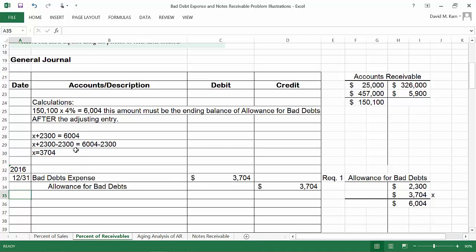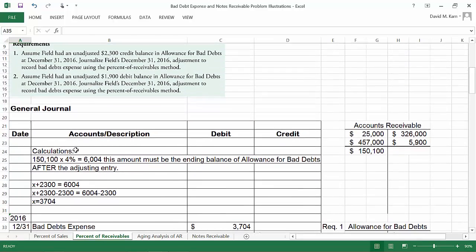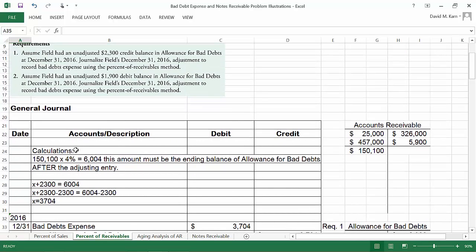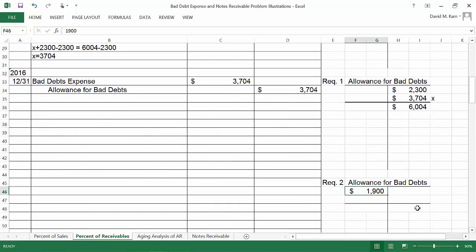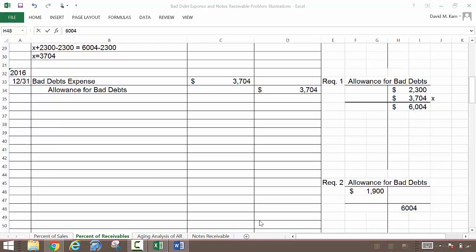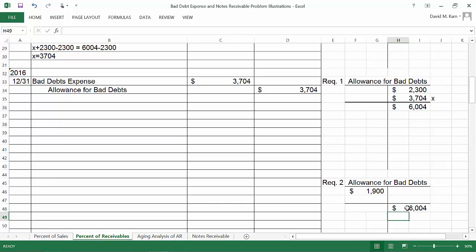Now, the only thing that they do in requirement 2 is they tell us that Field had an unadjusted $1,900 debit balance in allowance for bad debt at December 31st, and they want us to journalize Field's December 31st, 2016 adjustment to record bad debt expense using percent of receivables method. Now, here's what some students struggle with. If we have a debit balance of $1,900, we still have to get to a $6,004 credit balance at the end. That's not going to change, and we still have to solve for X here.